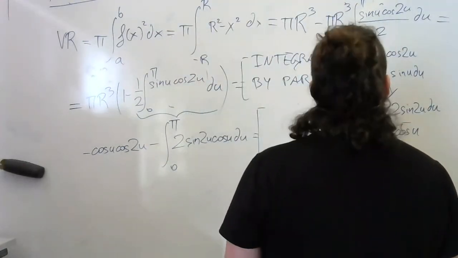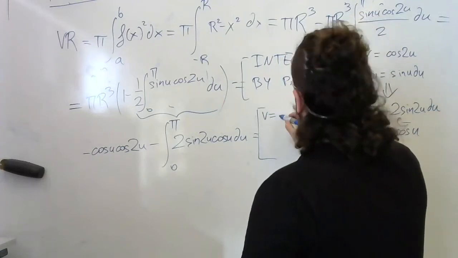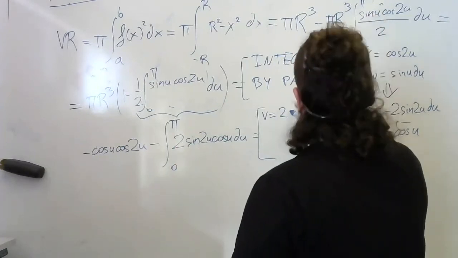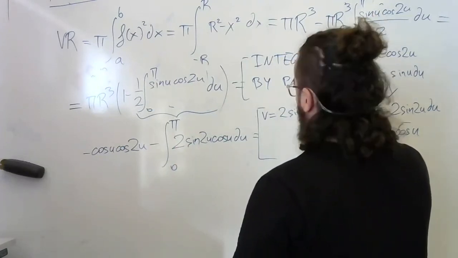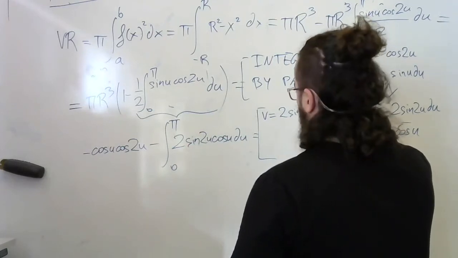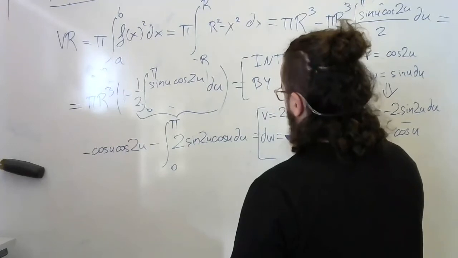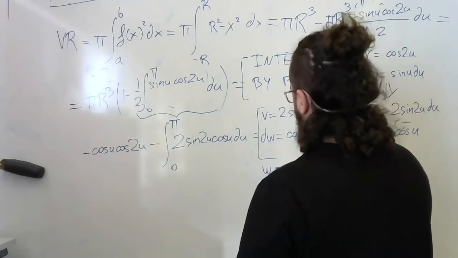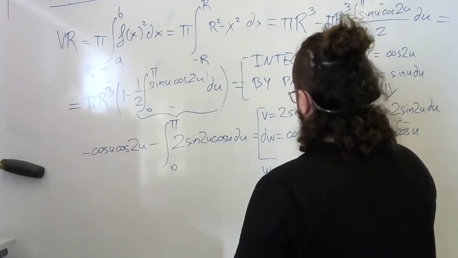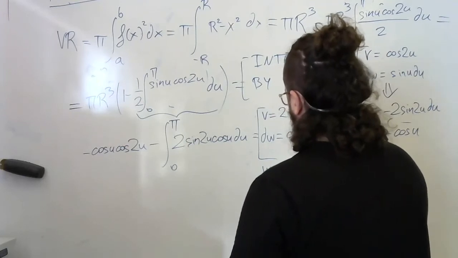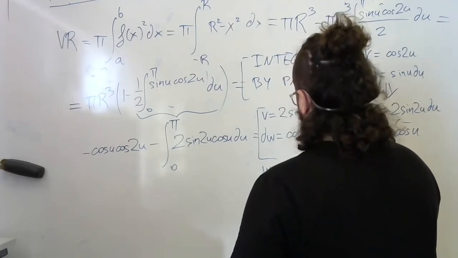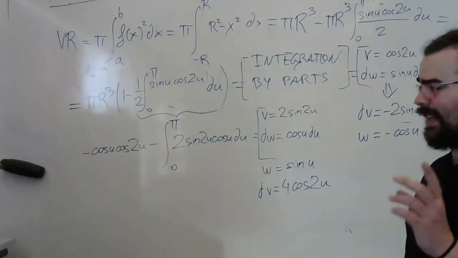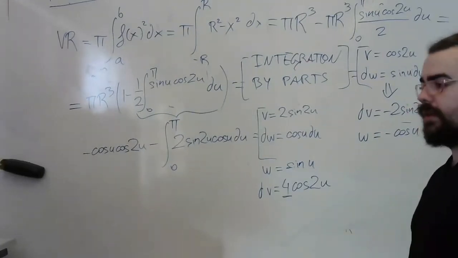And here I call V, I call it that way. Differential of W, cosine of U, differential of U. So W is the sine of U, and differential of V is 4 cosine of 2U. Usually when you integrate by parts twice, there is a chance that the integral cancels, but this 4 is going to fix it for us.